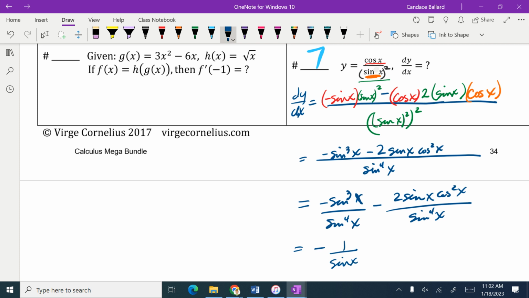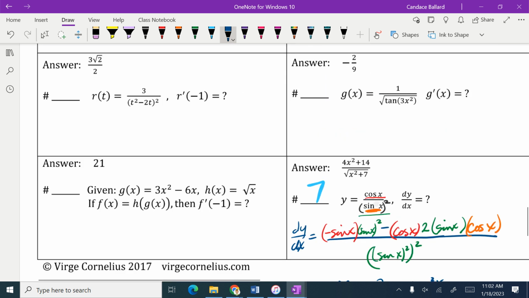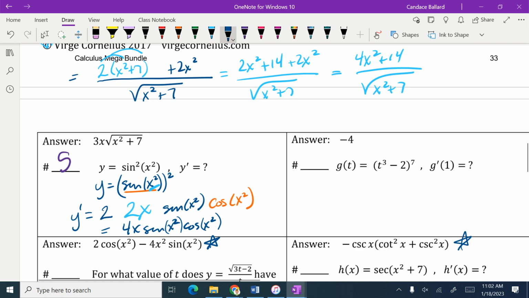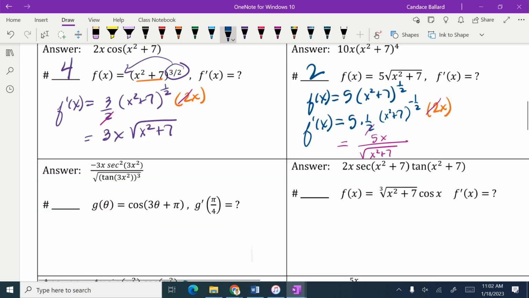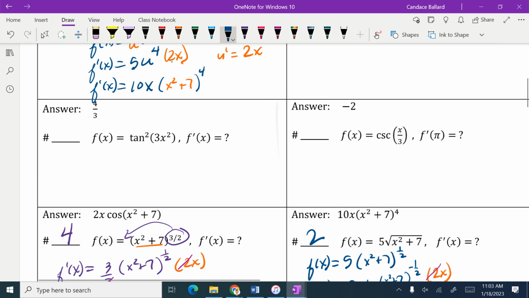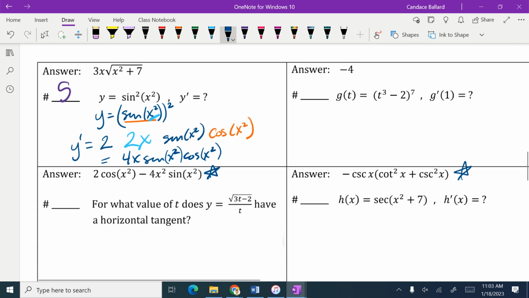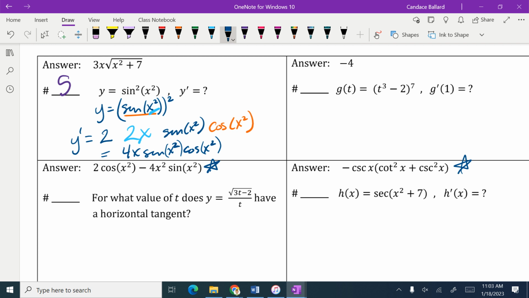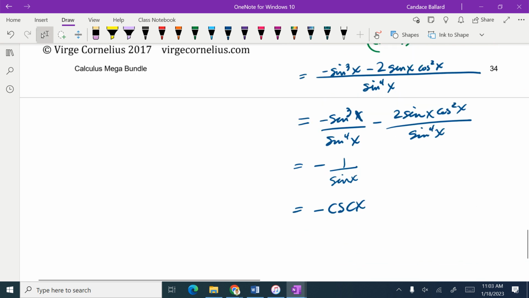Everybody good with that? What's 1 over sine x? Yeah, so that's negative cosecant x. Is that close to that one that we thought it would be? Is that what the front of it is? Oh, let's see. I scrolled too fast. Where is it? I put stars by them, didn't I? It's on the second page. Okay. Oh, it's this one. It's got to be that one, right? Okay, so I was wrong. I narrowed it down to the right two, though, probably.